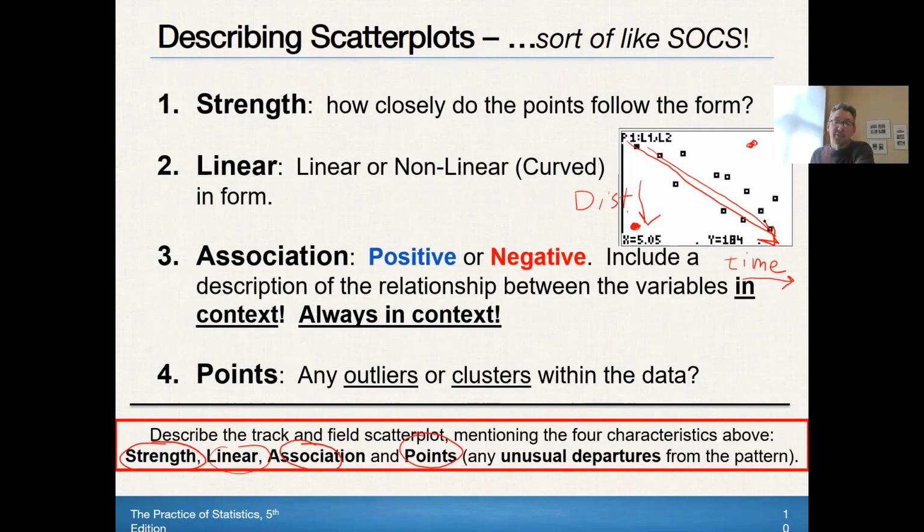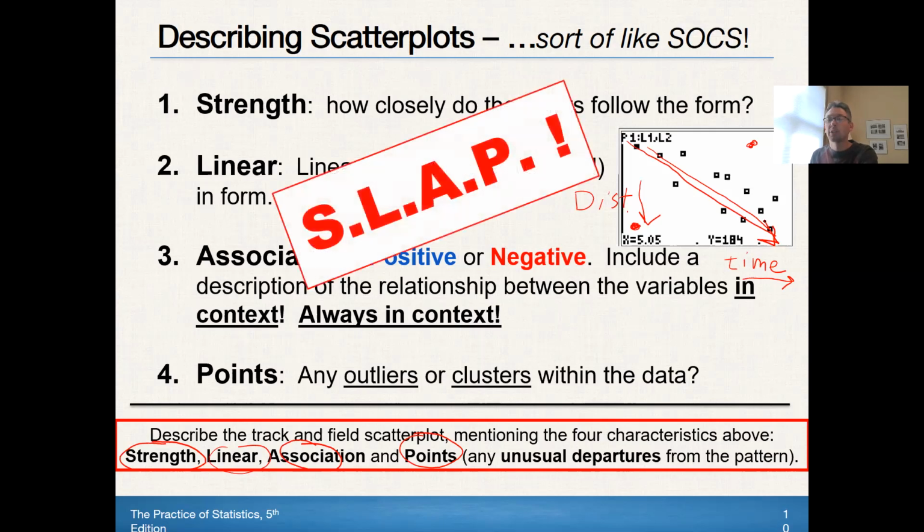Now, you may be asking yourself, what would be a good acronym to help me remember this, Mr. Lofgren? If only there was some way I could remember strength, linear, association, and points. I think you know what's coming. We will talk about SLAP. So when we describe a scatter plot, we're going to use the acronym SLAP to help you remember to talk about the strength, the linearity, the association, and points.